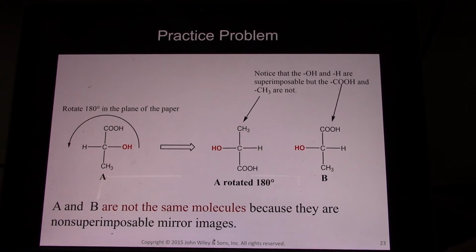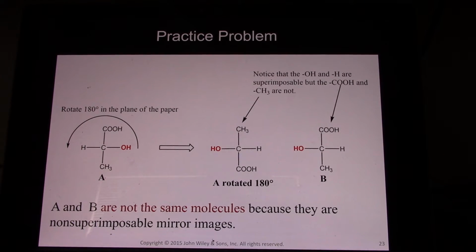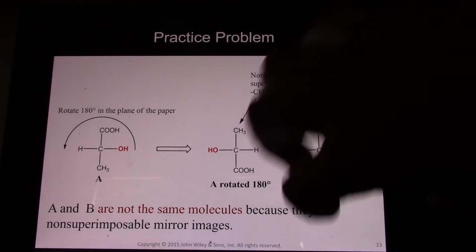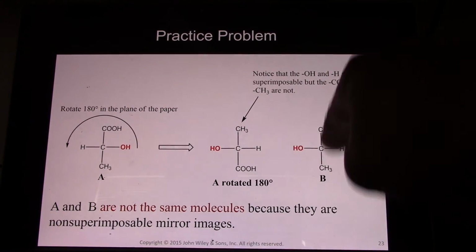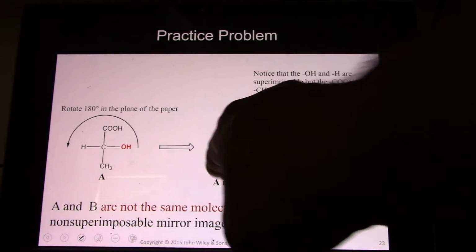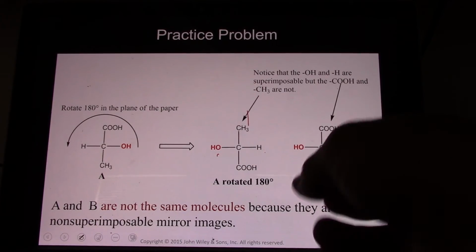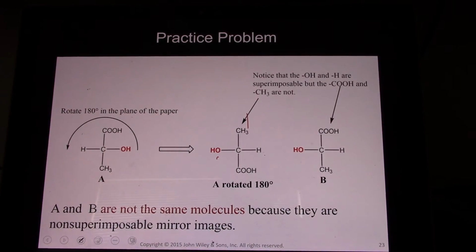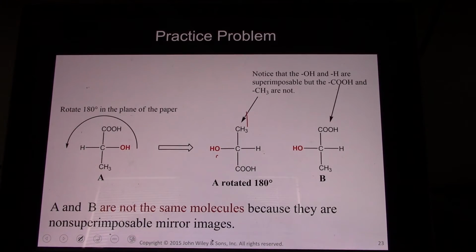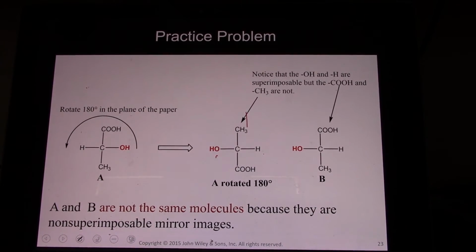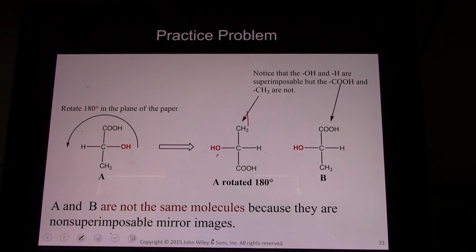They're not superimposable. There's no way to rotate these 2 molecules to make them fit on top of each other. Because if we flip it, now the carbons and the COOH groups will be on top of each other, but the OH group will be over here and the H group will be over there. And if we flip it back, the OHs and the H are superimposable, but the other 2 groups aren't. And so there's no way to make this fit on top of the other molecule. Thus, they are indeed mirror images of each other, and they are chiral.